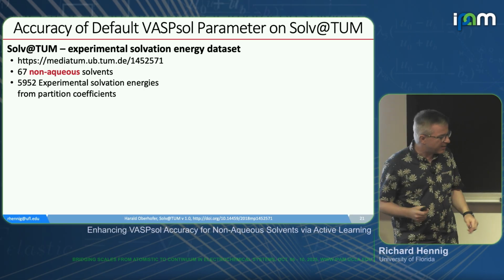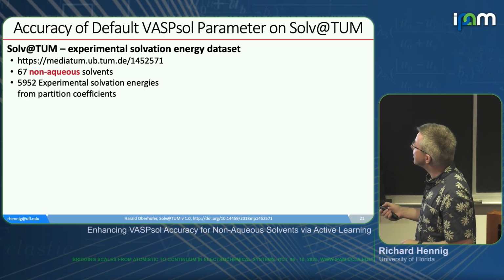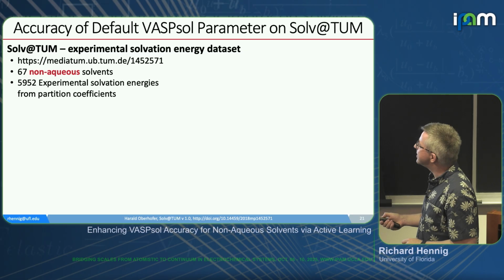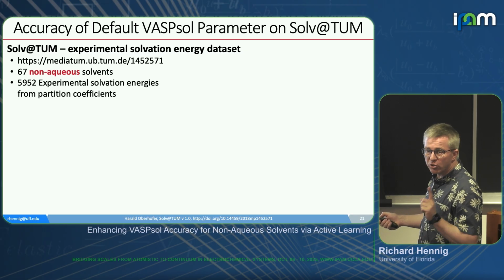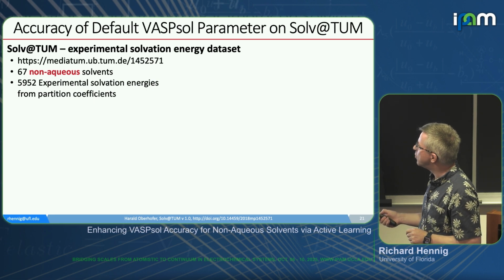And then we said, well, there might be other data out there. And we found that data set from TU Munich, which contains 67 non-aqueous solvents, so actually way more solvents than we're training on. I'm going to show you a lot of consequence of that. And 5,952 solvation energies. These were obtained from partition coefficients.